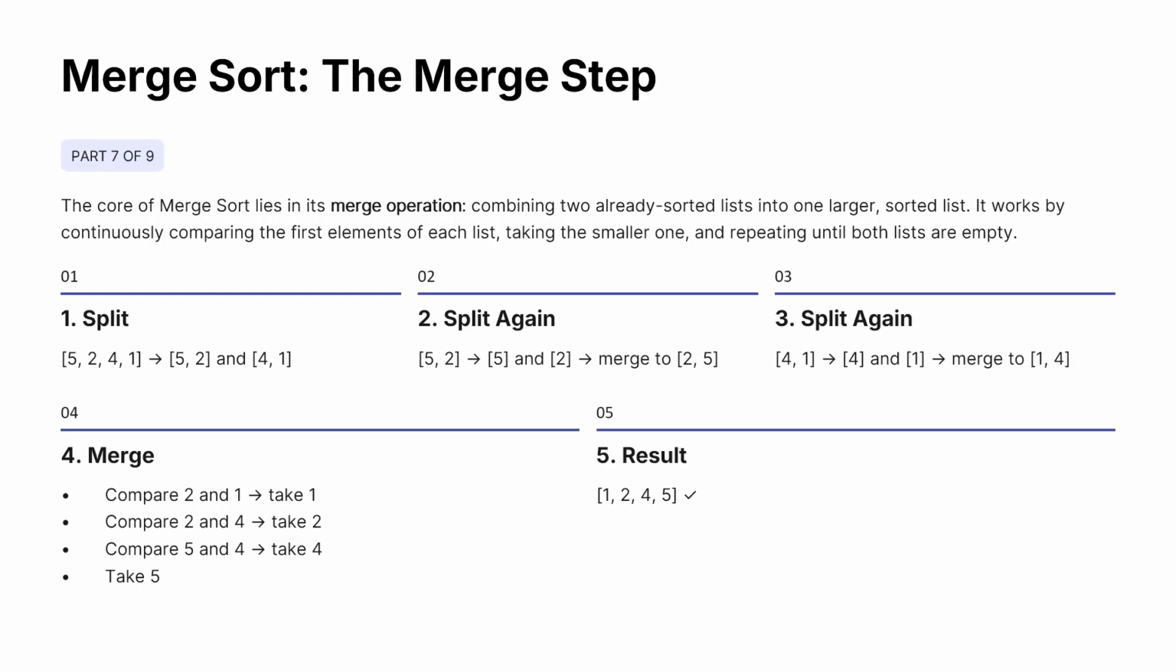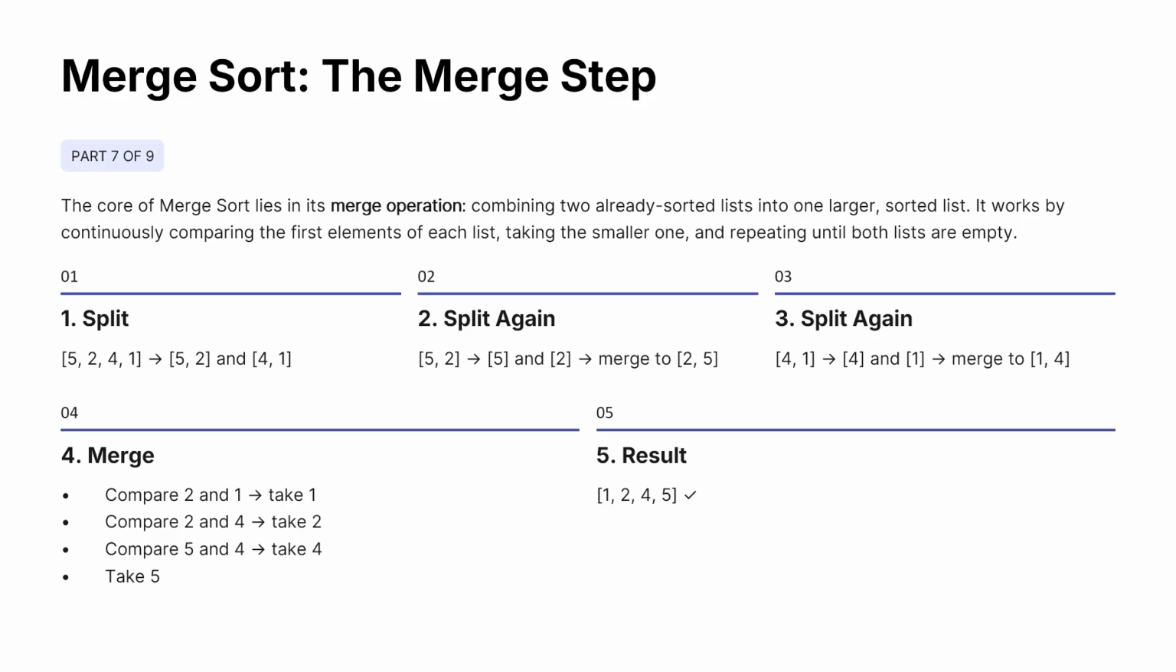The key operation in merge sort is the merge. Given two already sorted lists, combine them into one sorted list. Here's how it works. Compare the first elements of each list. Take the smaller one. Compare again. Take the smaller one again. Repeat until both lists are empty.